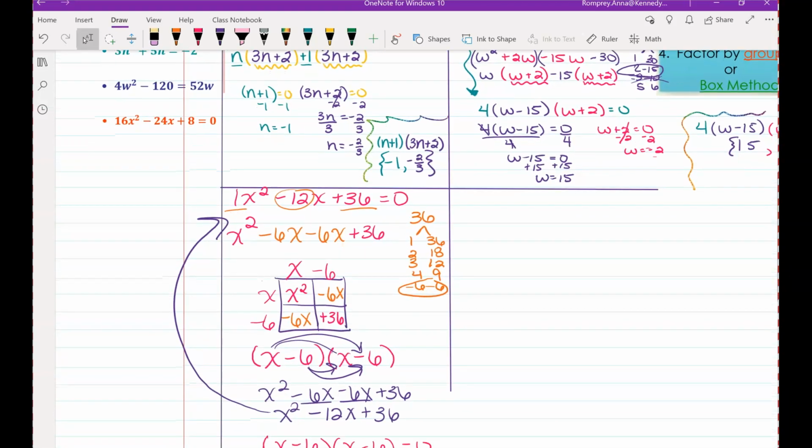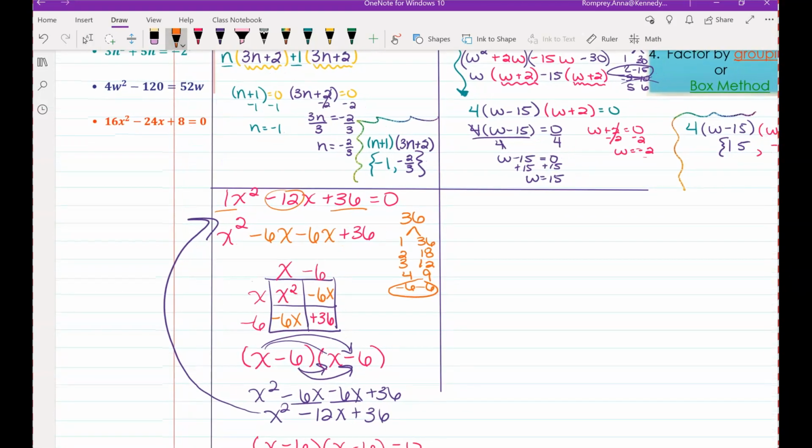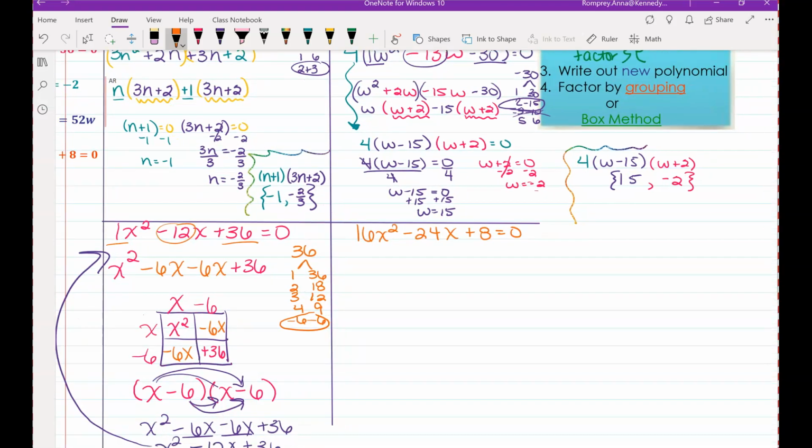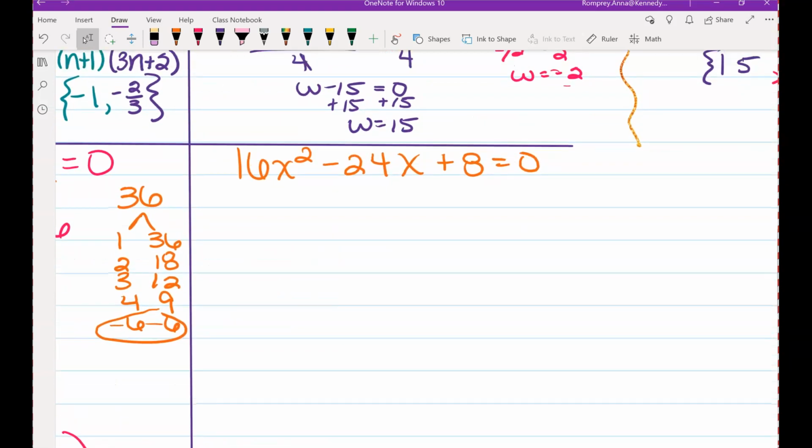All right, I would love for you to try this last one on your own. 16x squared minus 24x plus 8 equals 0. Use those steps, and if you get stuck, then go ahead and come back, but try it on your own first. All right, 16x squared minus 24x plus 8 equals 0. Boom, set equal to 0. We're already on our way.